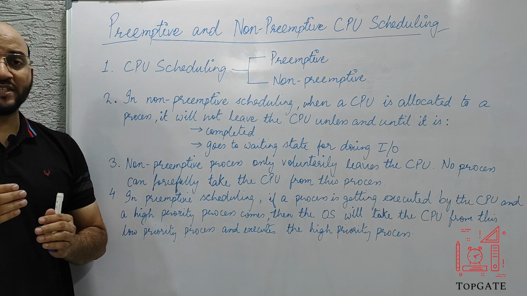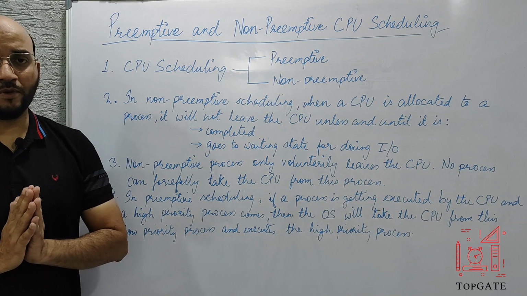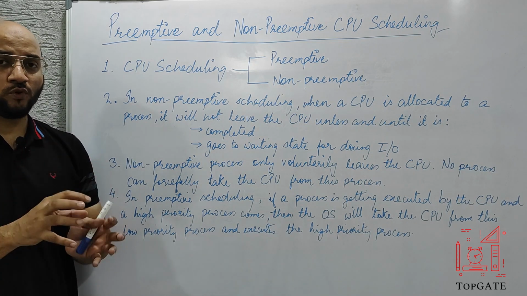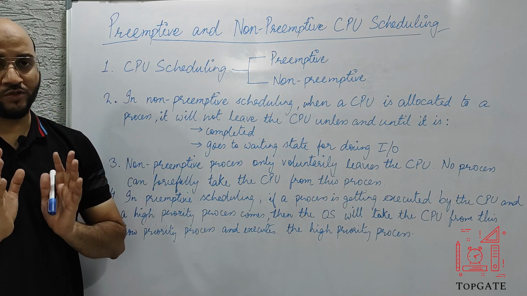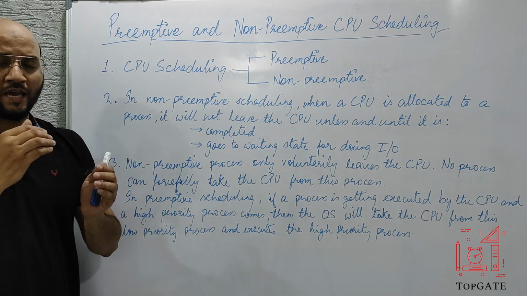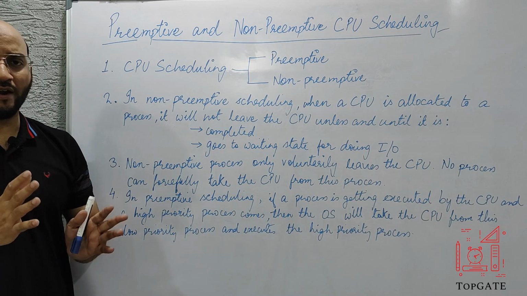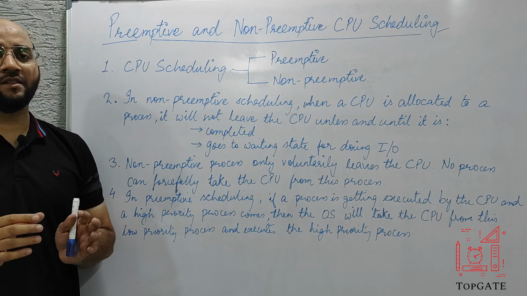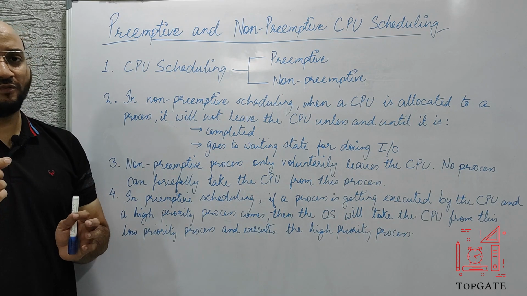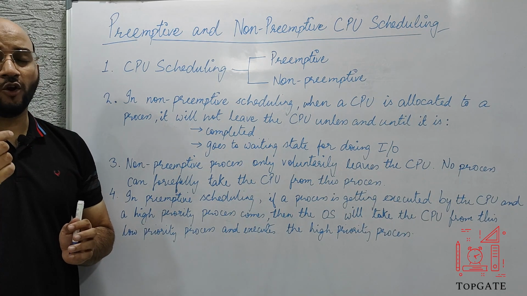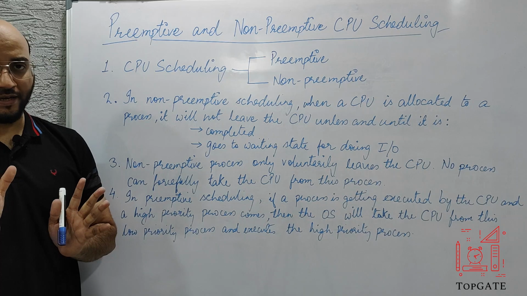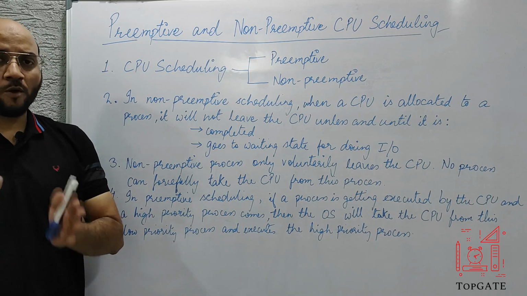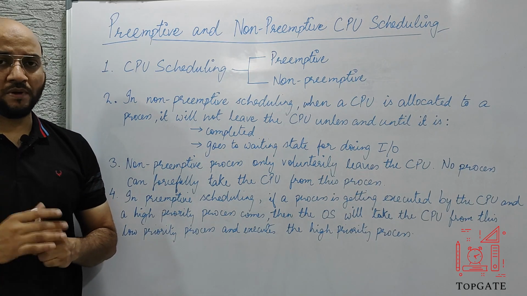Only this process can voluntarily leave the CPU. No process can forcefully take the CPU from this process, whether it is a high priority process or a low priority process. Any process can never forcefully take the CPU from this process if we are following a non-preemptive CPU scheduling technique. Fine. Now, just opposite to this one, there is preemptive scheduling.